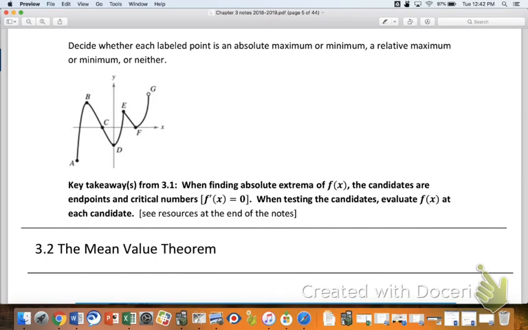A. Is A an absolute max, min, relative max or min, or neither? Point A. It's the absolute min. You are right. So A is the absolute min. Why would you say that? It's literally, that's it. It's the lowest point. Like there are no other points on that interval that are lower than that point. So that's the absolute min. What would you guys say about B?